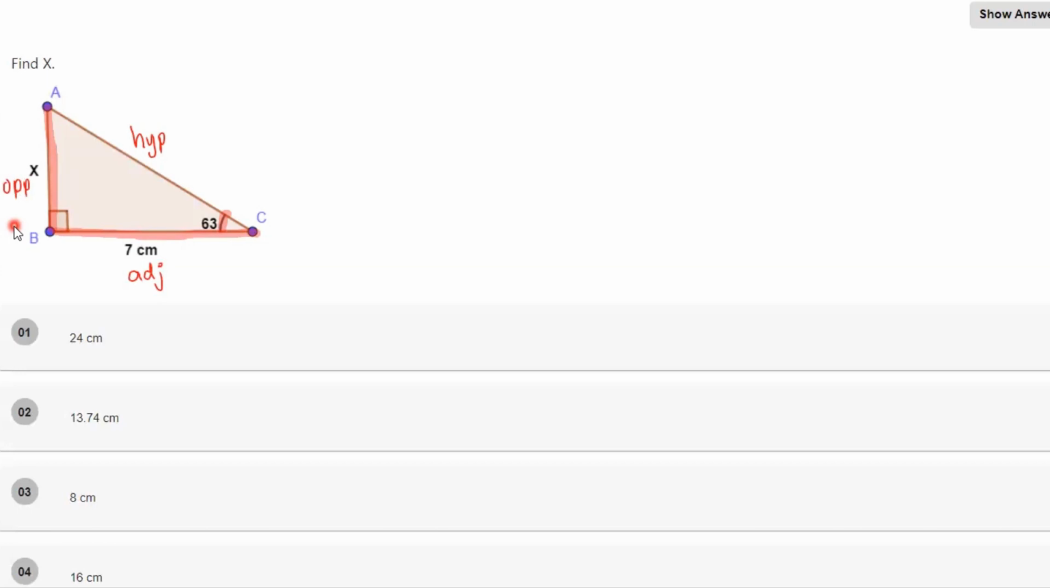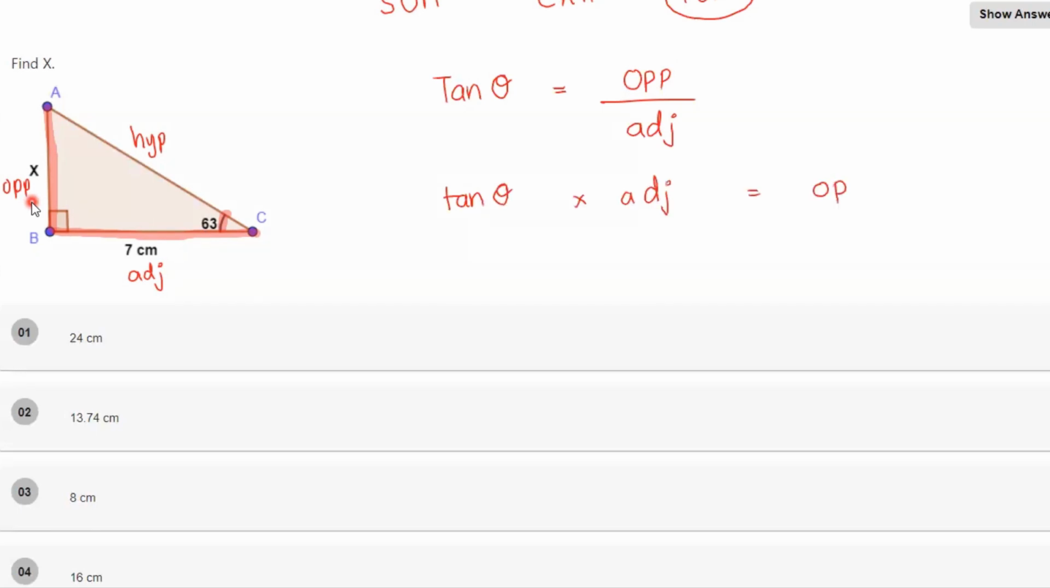And I can write the mnemonic up here. So the mnemonic that we know is SOHCAHTOA. And I can see tan is the ratio that we need because tan theta, like we've just looked at, is the opposite side divided by the adjacent. So we have been given the adjacent, and now we're going to work out what the opposite side is. So to work out what the opposite side is, we can do tan theta times the adjacent side, which would give us the length of the opposite side.